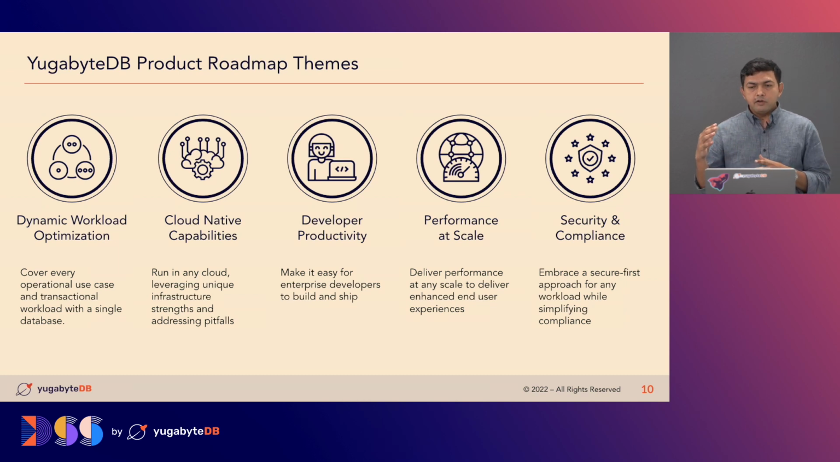So we value the developer's time, and that's where developer productivity is important. The fourth one is performance at scale. Simply supporting a wide set of applications is not enough, as modern organizations demand predictable performance across their applications to satisfy rising customer expectations. And last but not the least is security and compliance. So let's cover each of these in detail.